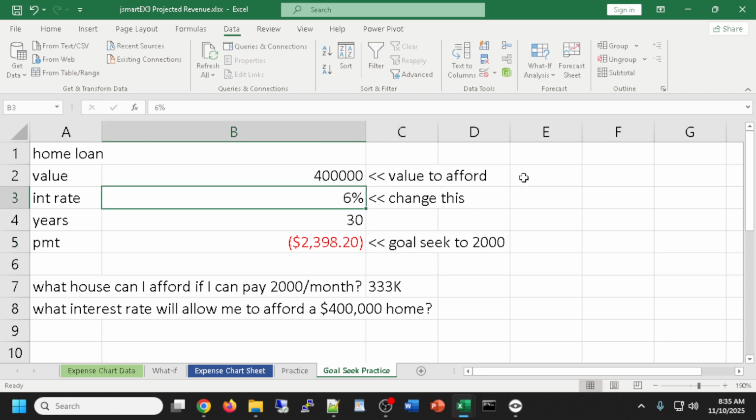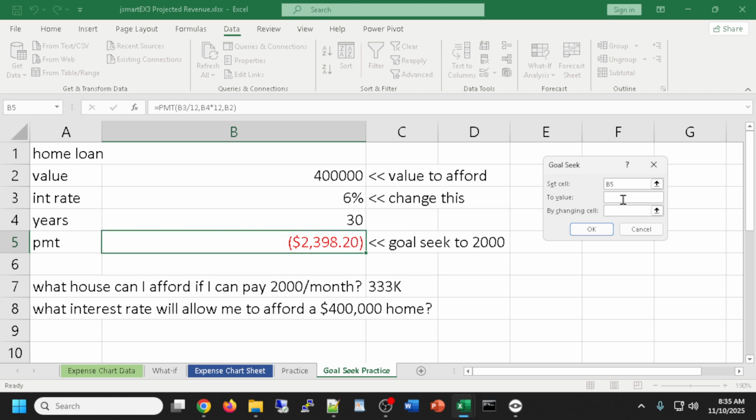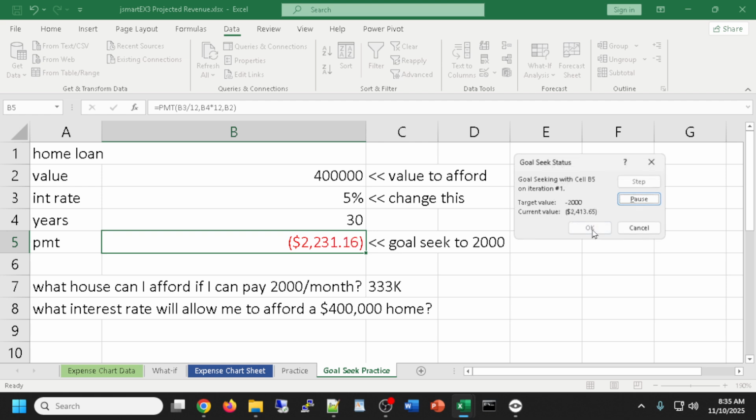Now we're ready to goal seek. Right now at $400,000, I can't afford it at a 6% interest rate. Now let's do the goal seek. What if, goal seek. I'm seeking $2,000, what I can afford. By changing, oh, I better make that a negative 2,000, a payment of 2,000. By changing the cell B3. Now we find out what interest rate will get me there, an interest rate of 4%.